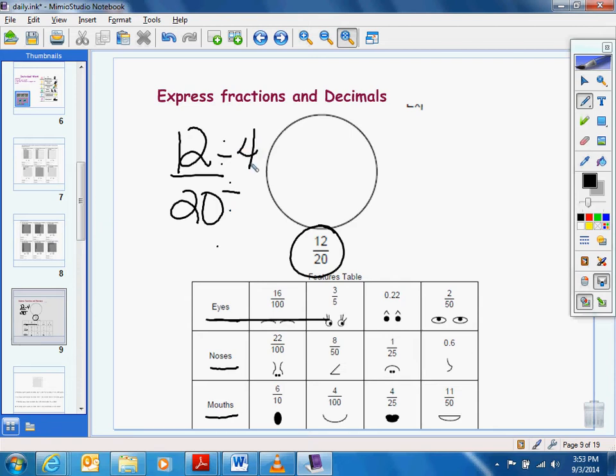4 will divide into 12 evenly, and 4 will also divide into 20 evenly. 12 divided by 4 is 3. 20 divided by 4 is 5. So I'm looking for 3/5 somewhere, and I found 3/5. Those are the set of eyes that I need to use. So I would draw those eyes.